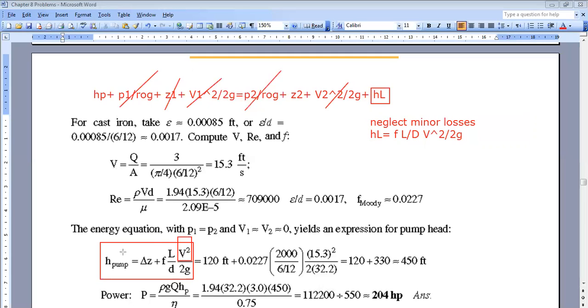Now in this equation, I know the velocity, so I know Reynolds. I know the diameter, so I know epsilon over D. So I have two inputs that are known in my problem, Reynolds and epsilon over D.